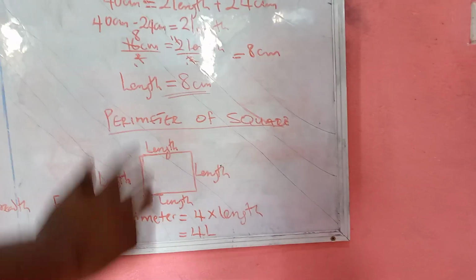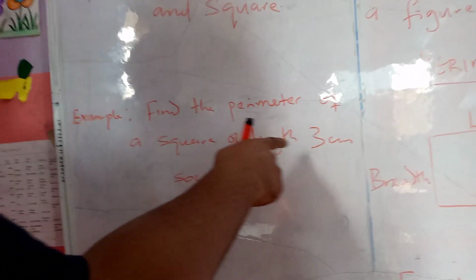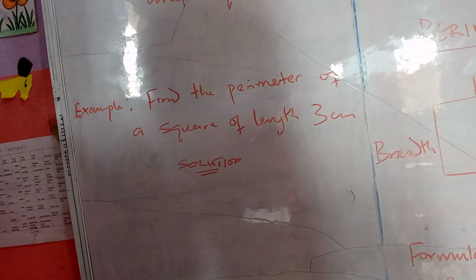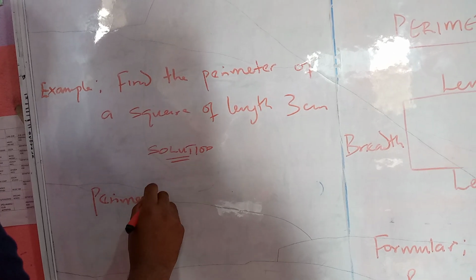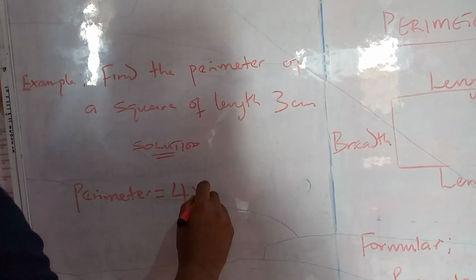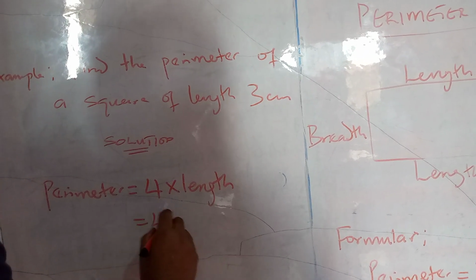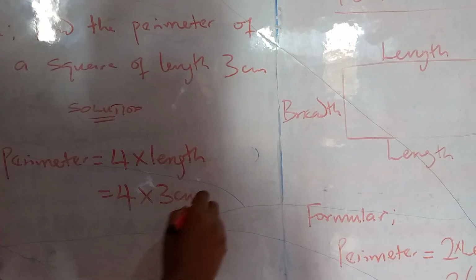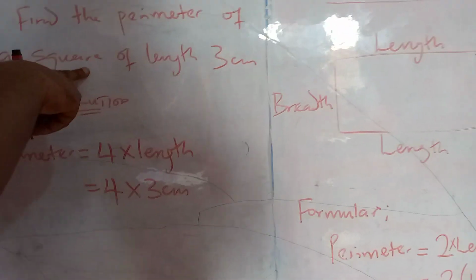Okay, so let's now go to the example. Find the perimeter of a square of length 3 cm. Okay, what is our formula for the perimeter of a square? Perimeter of a square equals 4 times length, which is equal to 4 times, what is our length here in the question? 3 cm.